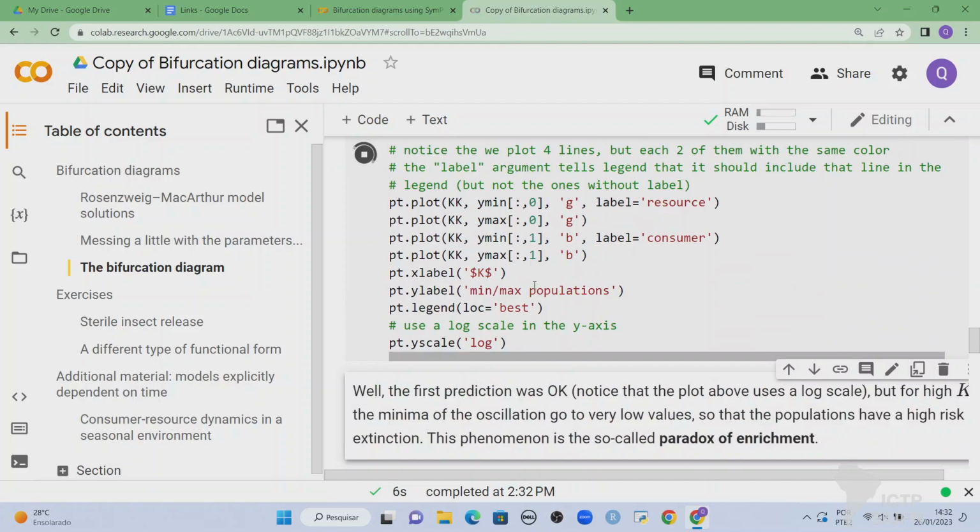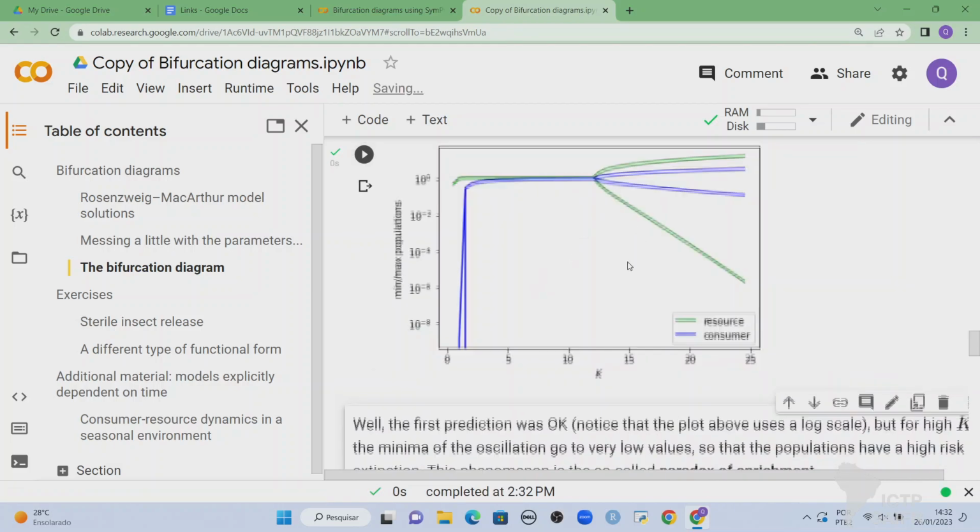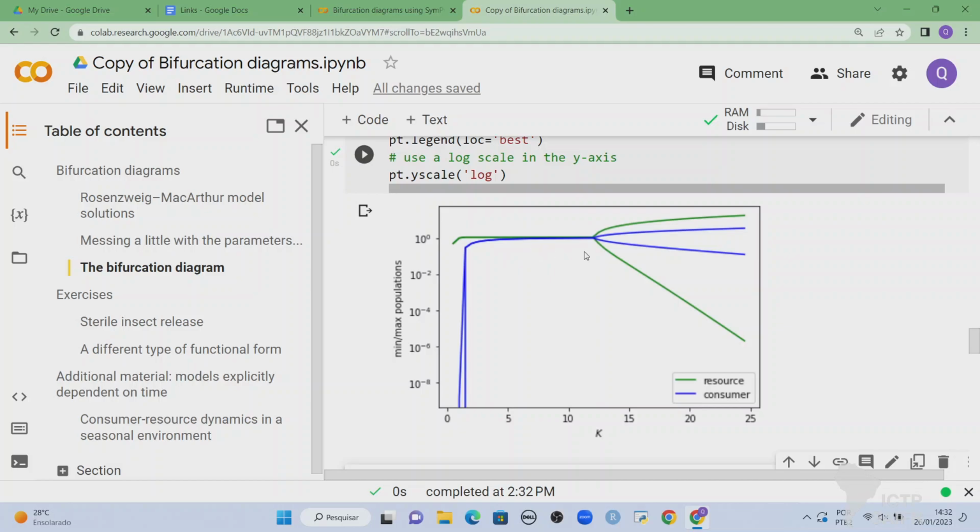And then I just plot this as a function of k. So I have here a stable fixed point, and then from this value of k onwards, I have a bifurcation to cycles. So I have limit cycles here.